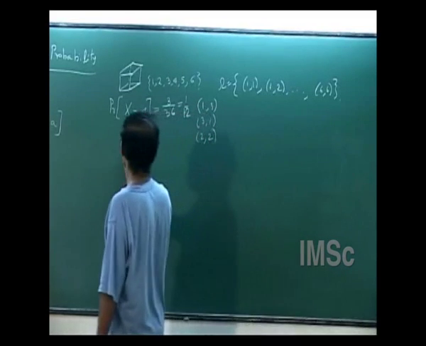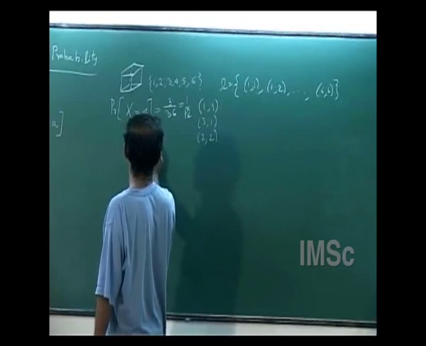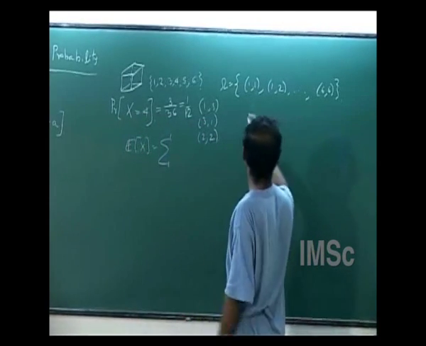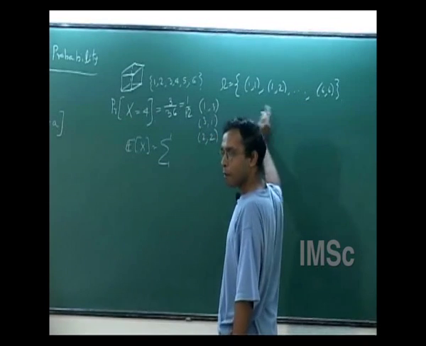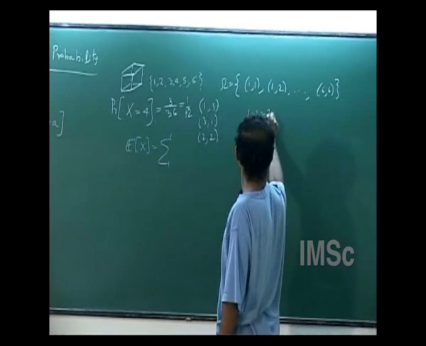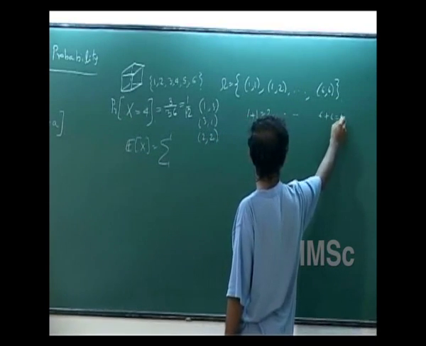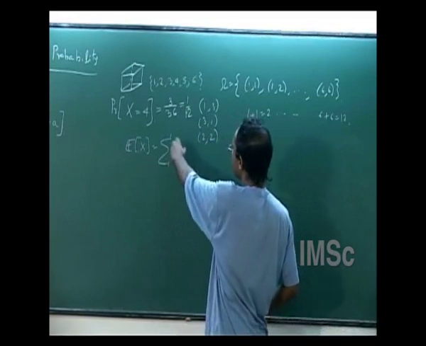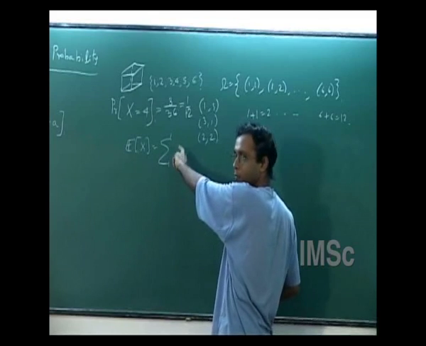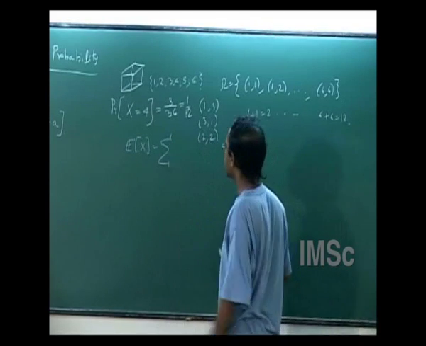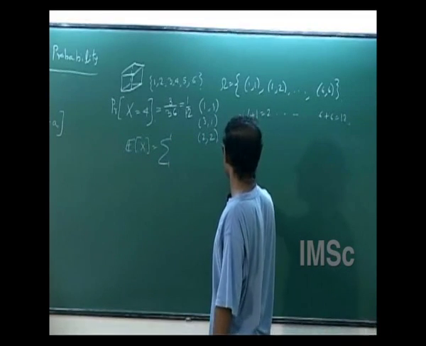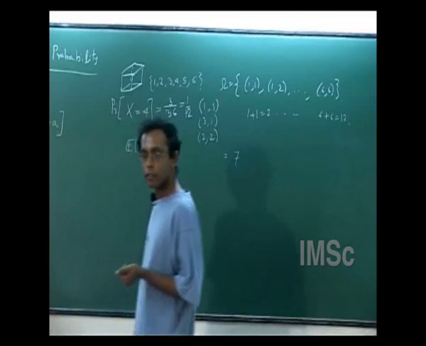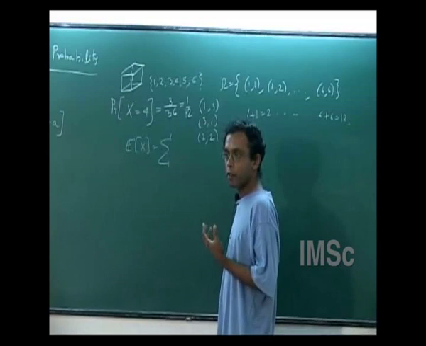Now by expected value of X, you know what I mean. There are a total of 11 possible sums, right? 1 plus 1 is 2 and 6 plus 6 is 12. So there are a total of 11 possibilities, and you have to estimate the probability of each possibility and multiply it by that value, and if you compute it, if I remember correctly, it comes to 7. You can check that. Is it clear what I mean by expectation of a random variable?